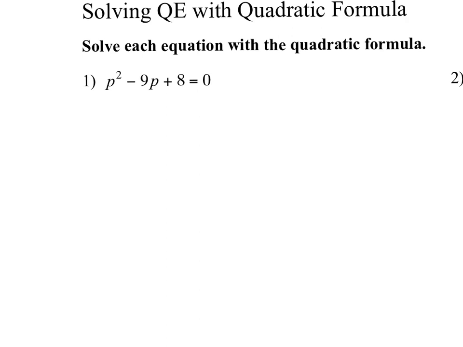If we look at number 1, let's list A, B, and C first. If it's written in standard form, the first one's A, which is 1. The second number is B, make sure that you include the negative, and the last number here is C.